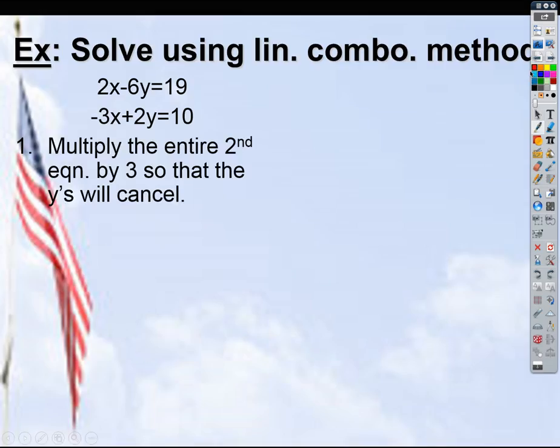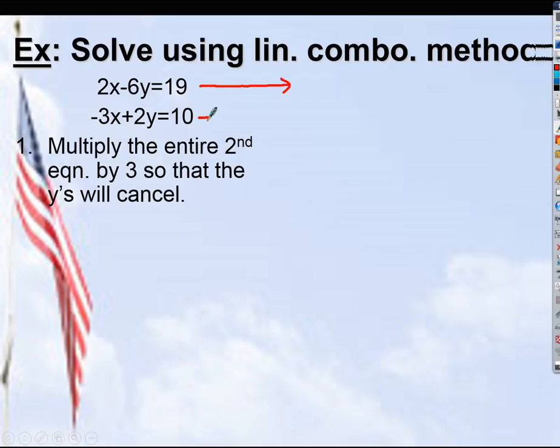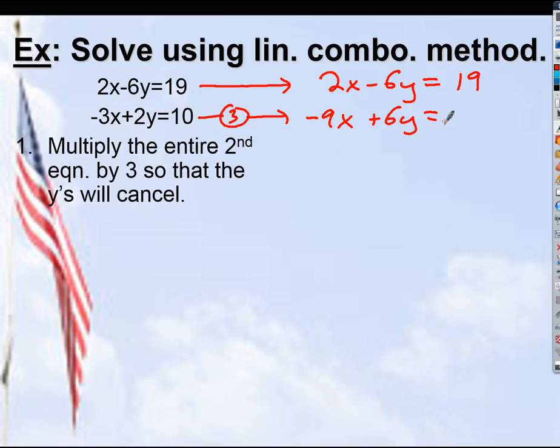So here's how I like to show that. If we're going to leave an equation alone, I just put an arrow. If we're going to multiply by something, I put an arrow with the value that we're multiplying by in a circle inside the arrow, okay? So the top one stays the same, 2x minus 6y equals 19. Bottom one, if we multiply through by 3, what do we get if I distribute the 3 all the way through? What are we going to get? Negative 9x, good, plus 6y, keep going, equals 30.